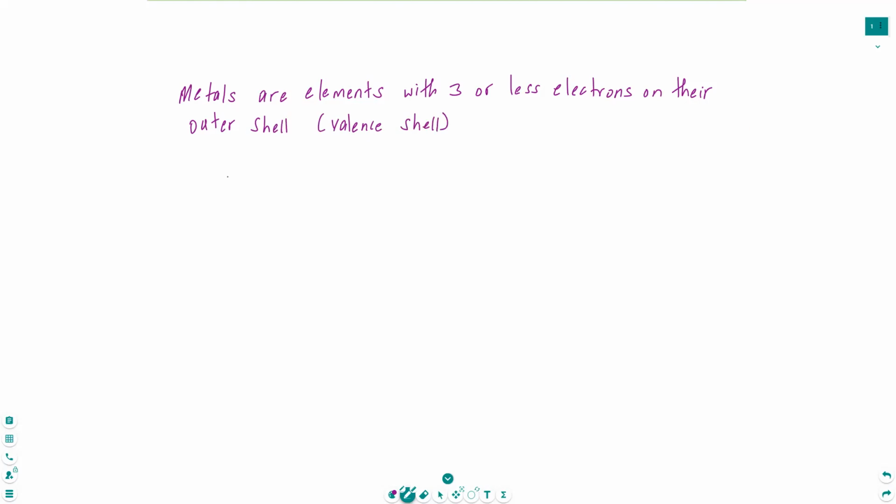So for example, if I gave you aluminum, aluminum has an atomic number of 13. If you worked out its electronic configuration, it would have a configuration of 2, 8, 3. So this is the outer shell of aluminum. That's called its valence shell. Now if you have 3 or less electrons on that outer shell, you are a metal.